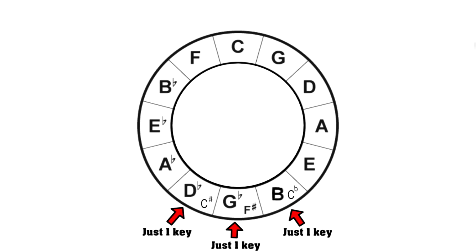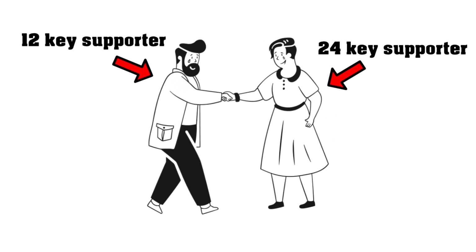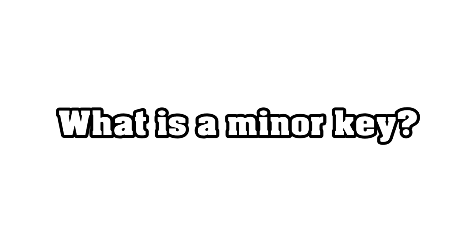There are 3 of these enharmonic equivalent keys, and they are all found at the bottom of the circle of fifths. So for the sake of simplicity, most of us just say that there are 12 major keys instead of saying that there are 15. Up until here, the 12 key model and the 24 key model are in perfect agreement with one another. So let's now talk about minor keys.